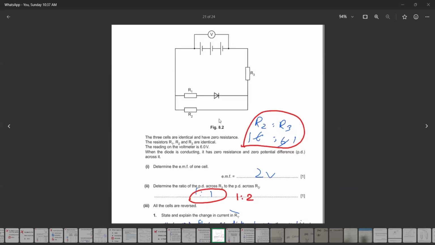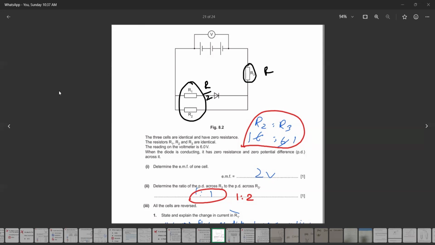The next is to determine the ratio of potential between R2 and R3. R1 and R2 are connected in parallel, and they are all identical. If two identical resistors are connected in parallel, what should the combined resistance be? The combined resistance will be half, because it is the product divided by the sum. When you simplify R squared over 2R, it will be R by 2.